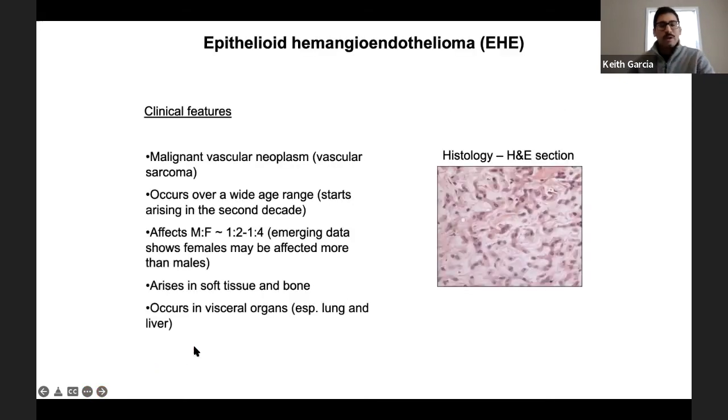So a little background on EHE, it's a malignant vascular neoplasm that can essentially arise anywhere in the body, often presenting as multifocal or metastatic lesions in the lungs or liver early in its clinical course. It was originally believed to affect men and women equally, but emerging evidence is starting to suggest that perhaps females may be more susceptible to this disease. And interestingly, under the microscope, when you look at the H&E section of EHE, one interesting characteristic of this tumor is that they form these cord-like structures embedded in this myxohyaline matrix.